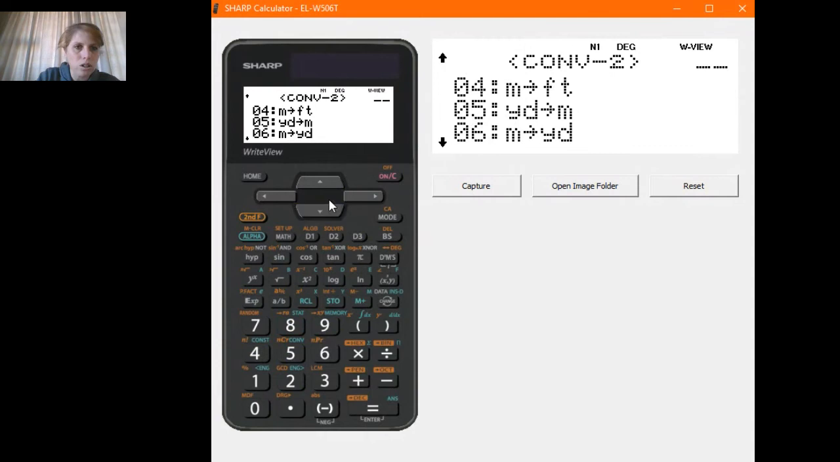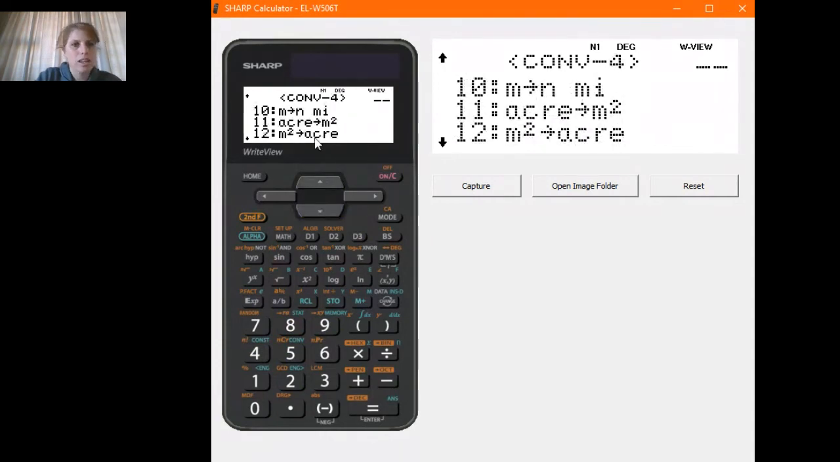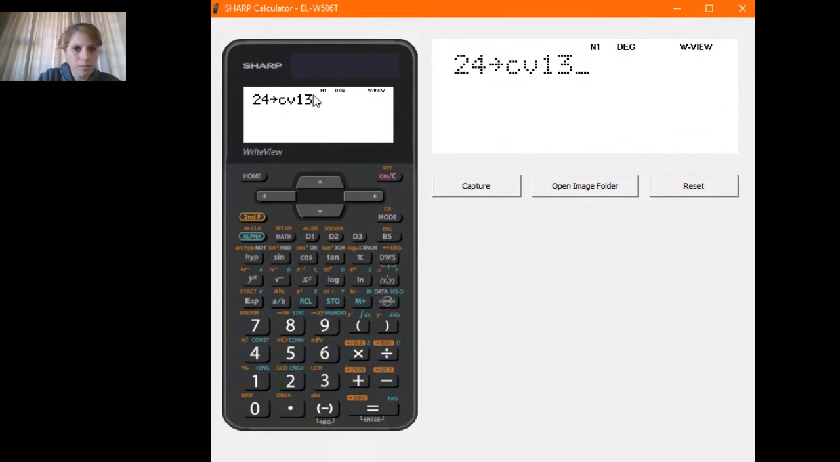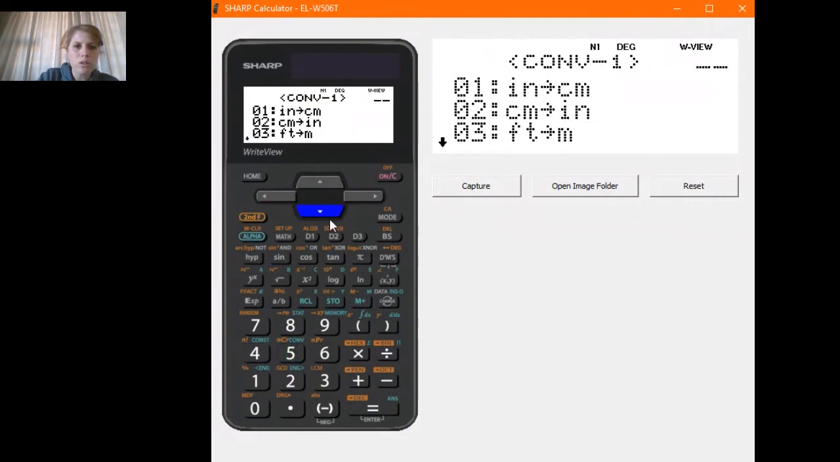Okay, so we're just going to look through, not there, ounces to grams. Oh, there you go, ounces to grams. That's what we're looking for. So our conversion number is 13, and then we just say equals. So 24 ounces is 680 grams. Okay, so that's conversions. I think there's 44 of them. Let's just check again. So you can just scroll through.